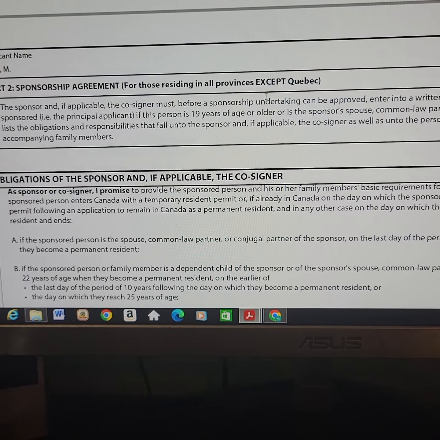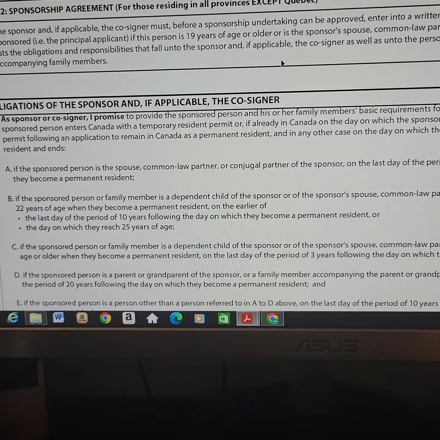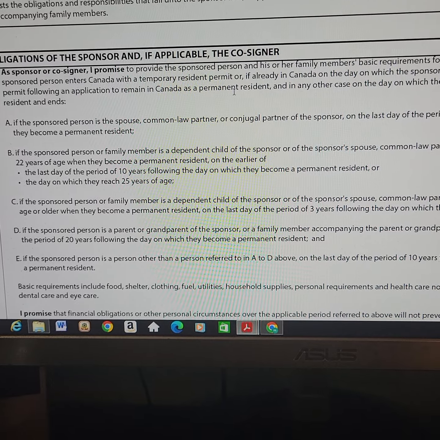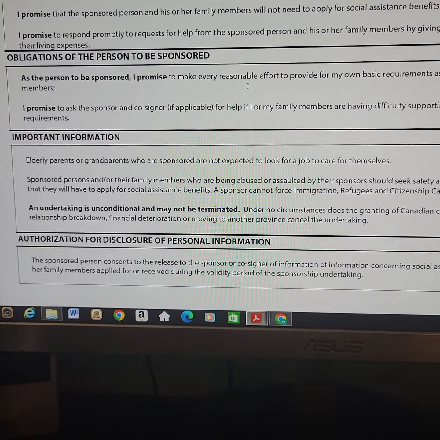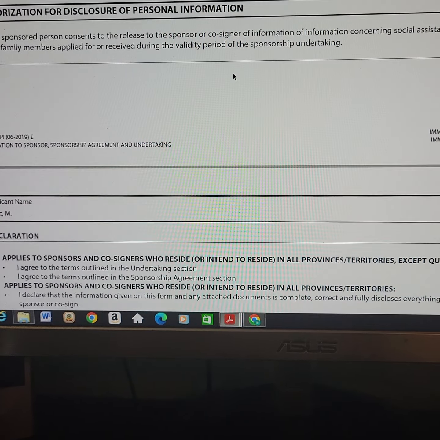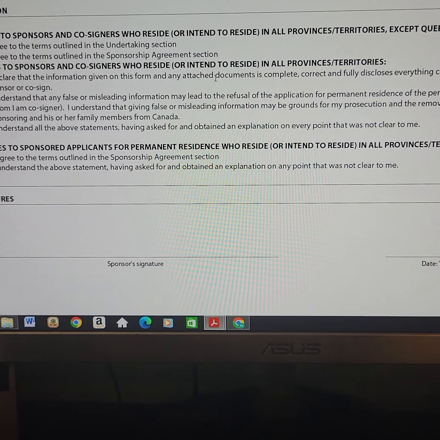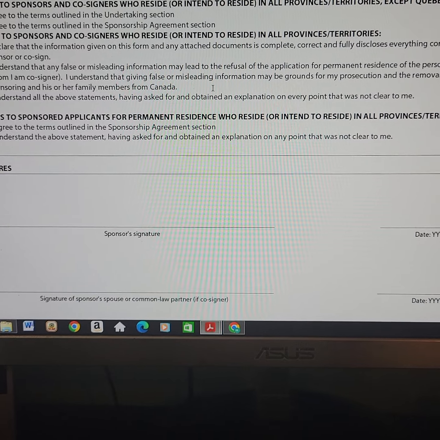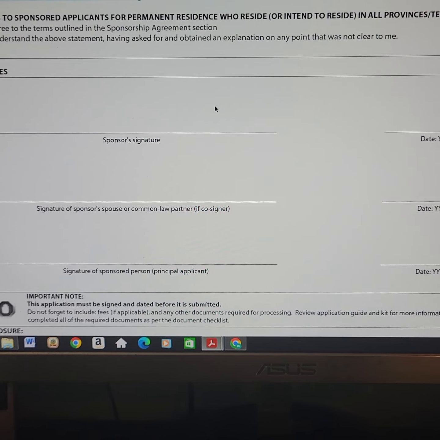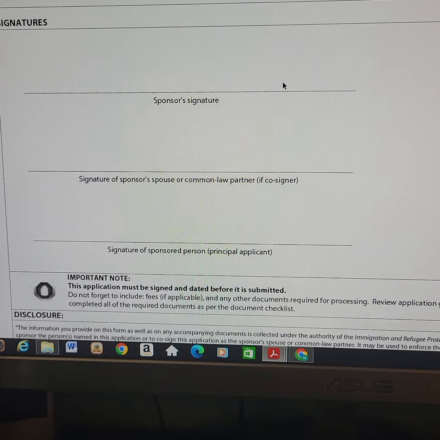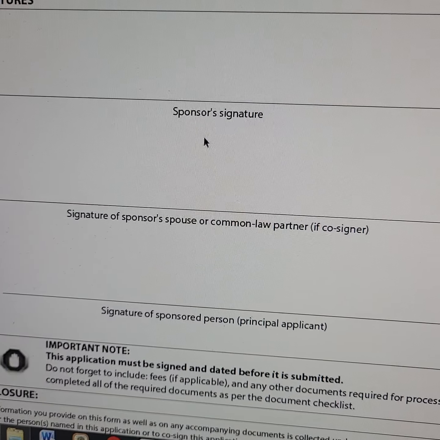Okay, sponsorship agreement for the Quebec residents, obligation of the sponsor, and co-signer. Obviously you don't have a co-signer. Okay, so you keep reading, and then there's a declaration by the sponsor, by the principal applicant. Now this is the end of the application. Now signatures, make sure you pay attention.